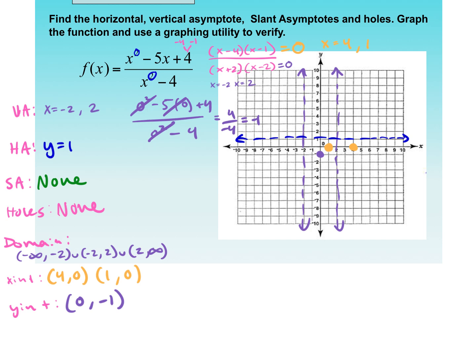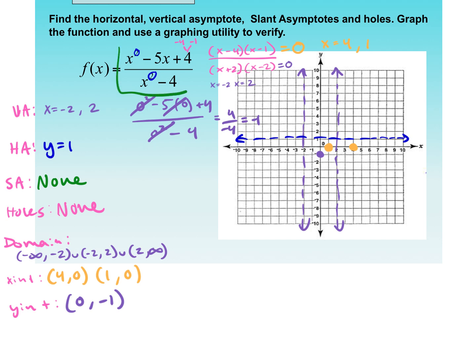Any questions here so far? Let's plug in some numbers to see what our graph looks like. Let's work with the left side first. Let's figure out our left side of our vertical asymptote. What should we plug in? Anything less than -2. So you can plug in -3.